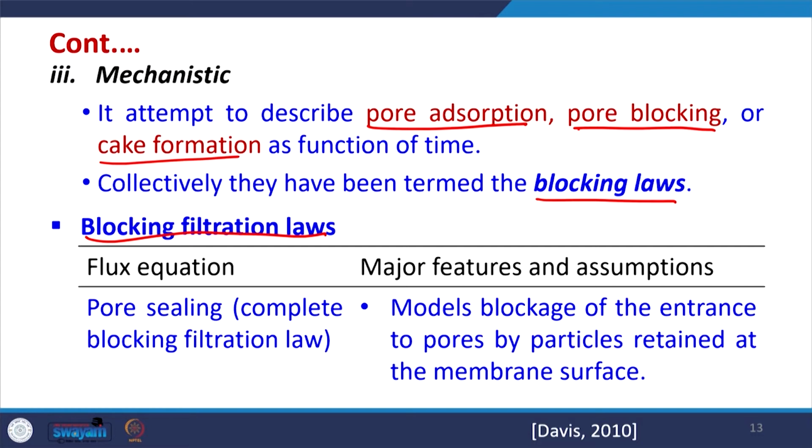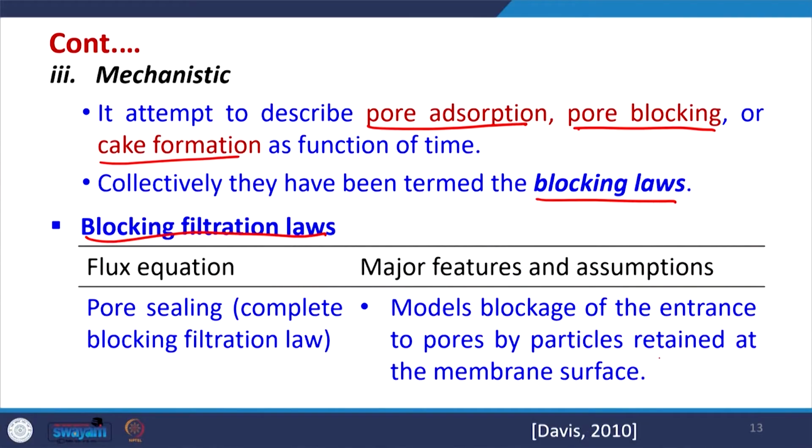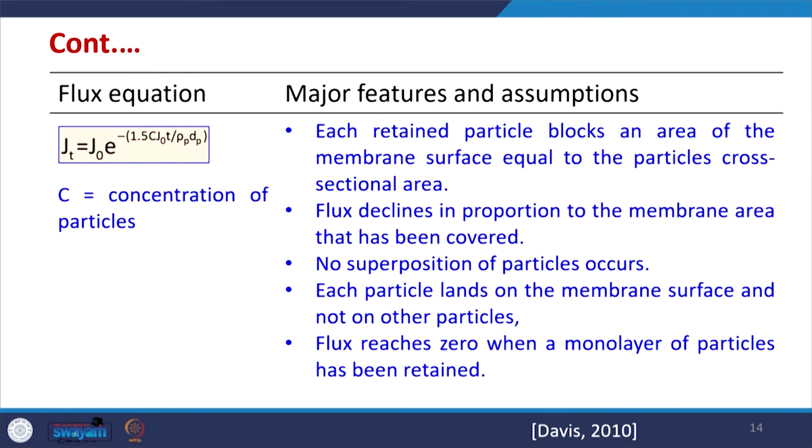So, one of the first is called pore sealing or complete blocking filtration law. So, in this model it assumes that the blockage of the entrance to the pores by particles is retained at the membrane surface itself only. So, this is there, and the flux equation can be given by this, where C is the concentration of particles in the feed stream. So, this is there, and J0 is the initial flux. So, these are the major features and assumptions which have been given for this particular equation.